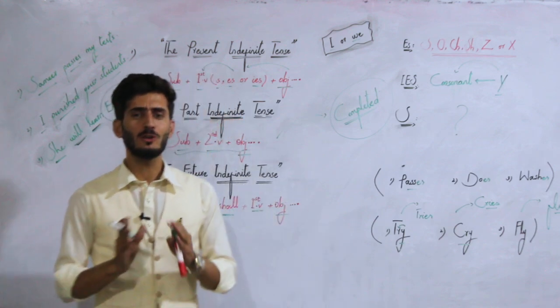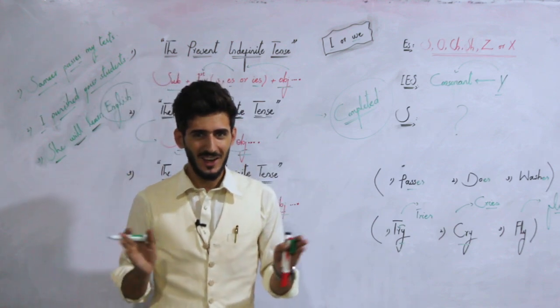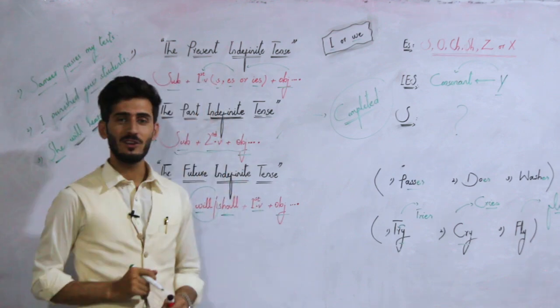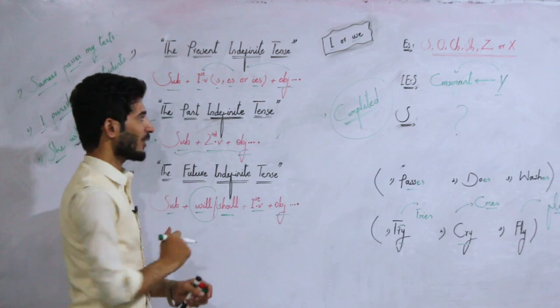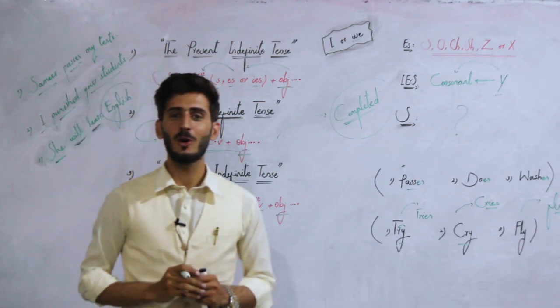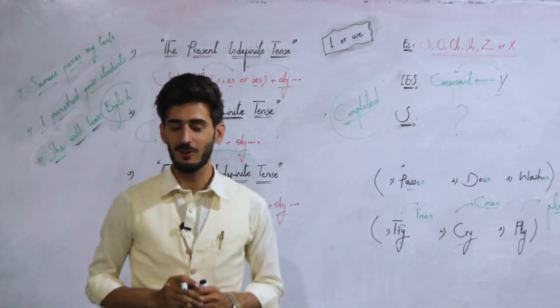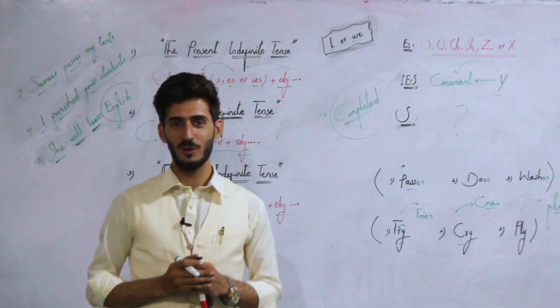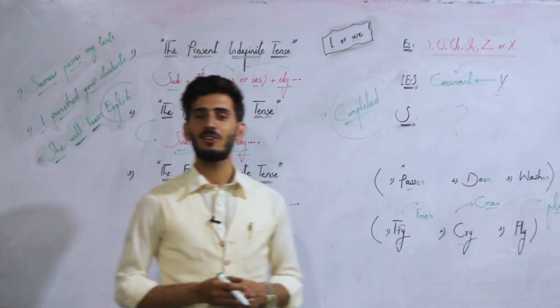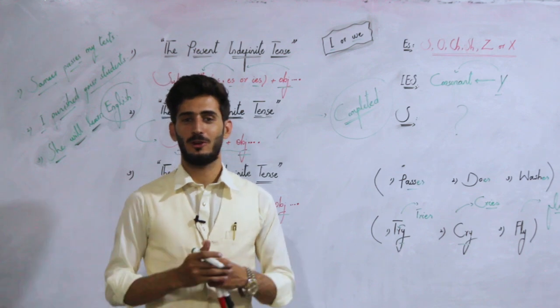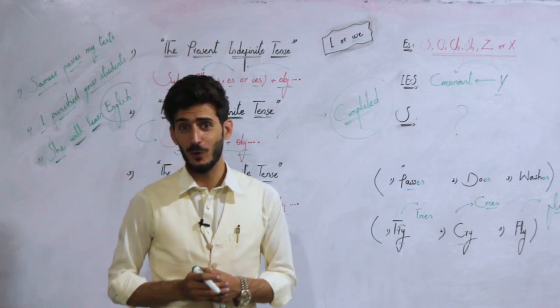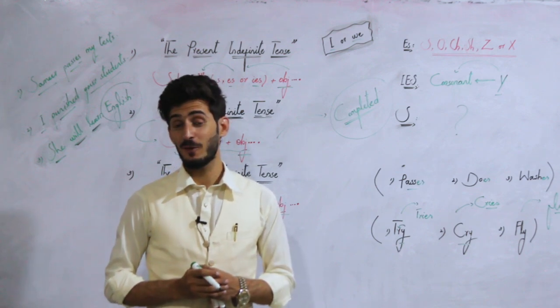So whenever you want to talk about present actions, use the present indefinite tense. Whenever you want to talk about completed actions, use past indefinite tense. And whenever you want to talk about future actions, do not forget to use the future indefinite tense. In today's lecture, I have taught you the three important tenses that will help you a lot to speak English fluently and write it effectively.